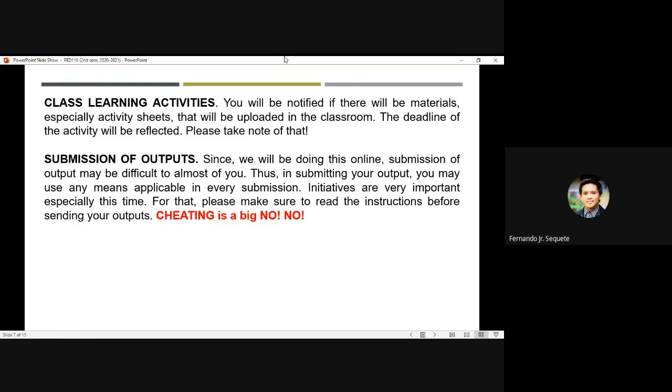That is the golden, unwritten rule: if your teachers give you something, do not answer it. Do not write anything on it if you have not read the instruction, or if you do not really understand the instruction yet. So you should really plan before you answer a particular activity. And of course, I highlighted there, cheating is a big no-no for this class.